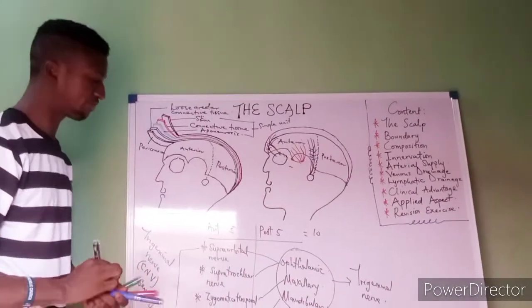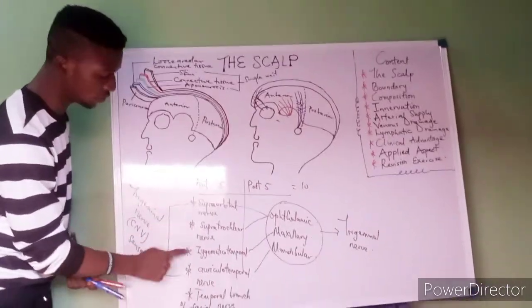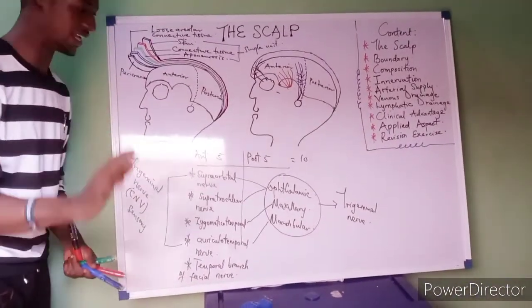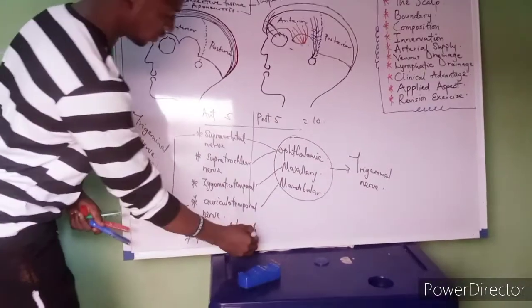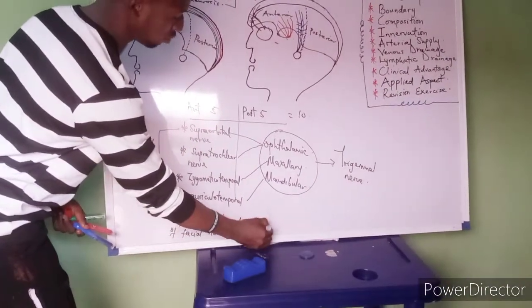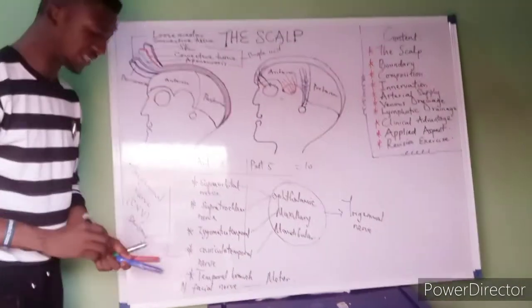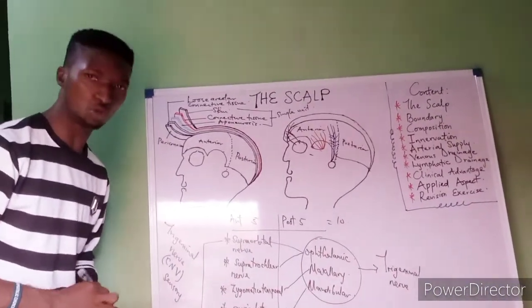Now get something here. So we're making 1, 2, 3, 4, 5. 5 nerves. All of these are sensory. Why this alone is what? Is motor. What do we mean by motor? It means that it supplies muscle.